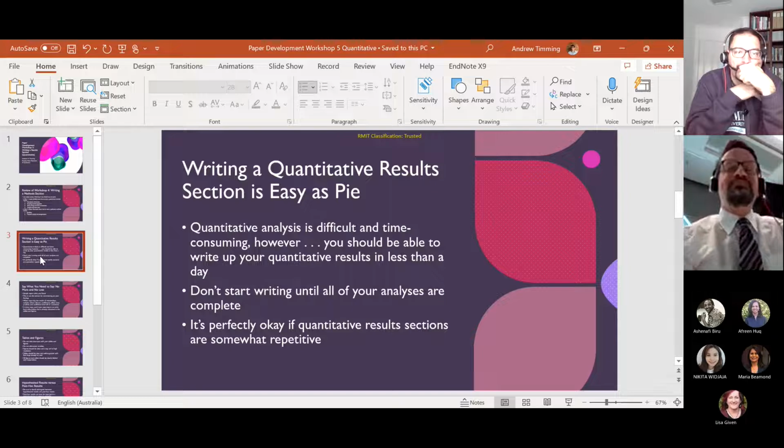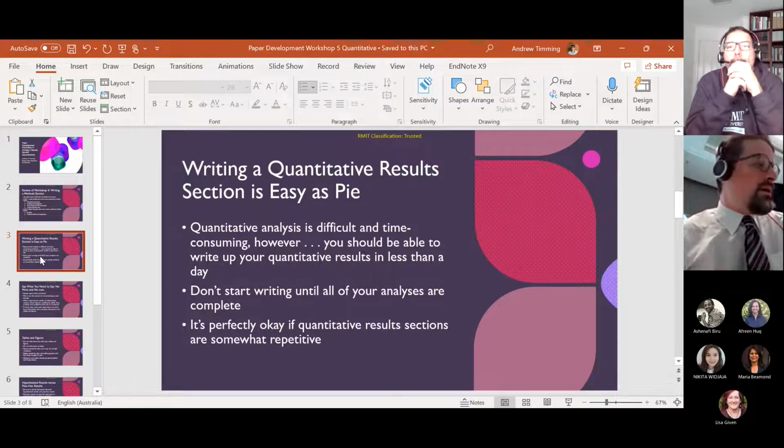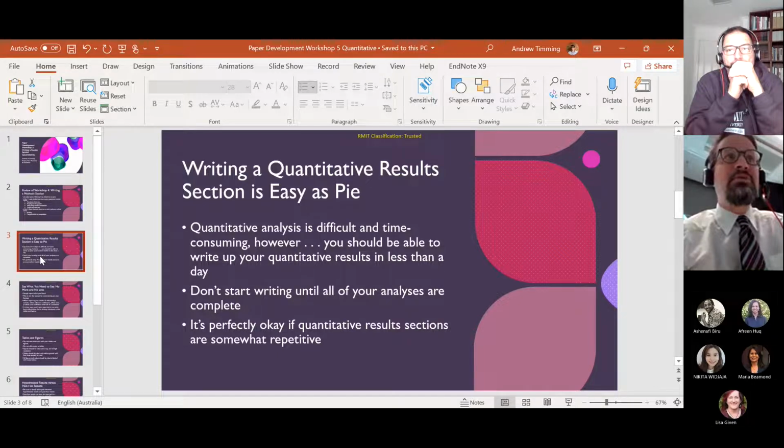So with this brief review of the previous workshop in mind, I'm happy now to move into workshop 5. As I said, I will be looking at how to write a quantitative results section in an academic paper. And as I've alluded to, writing this section is really as easy as pie.